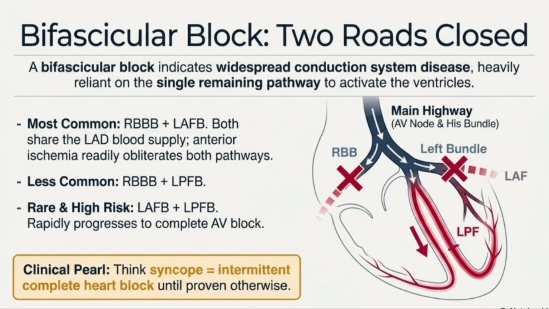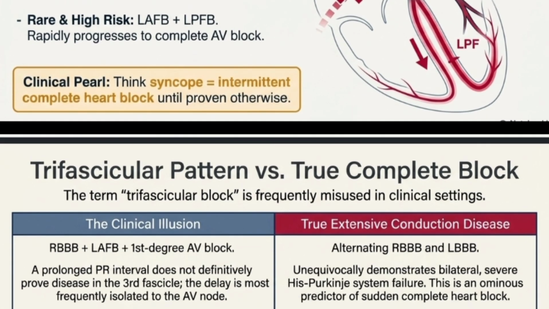Less common is right bundle branch block with left posterior fascicular block. Rare and high risk is both LAFB and LPFB, and this will progress to complete AV block. Think syncope equals intermittent complete heart block until proven otherwise.